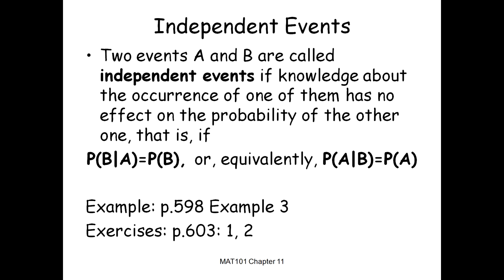So if you look at example 3, on page 598, a single card is to be drawn from a standard 52-card deck. The sample space S has 52 elements. Given the events, A, the selected card is a face card, and B, the selected card is black, the probability of B occurring is that there are 26 black cards out of 52. So 26 over 52 is 1 over 2. That's based on the theoretical probability formula.